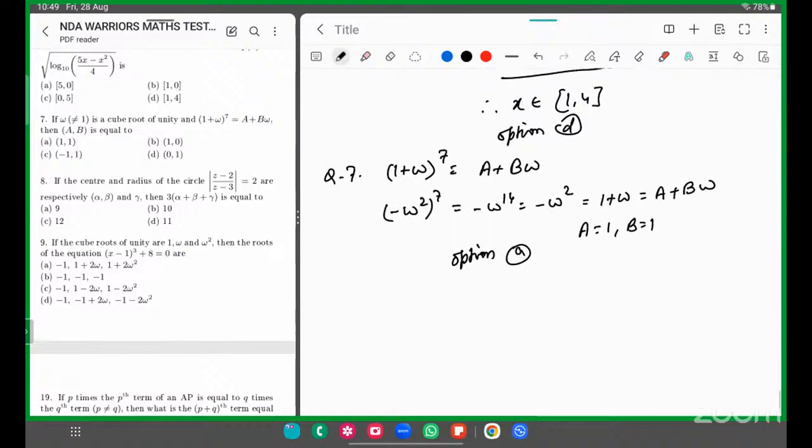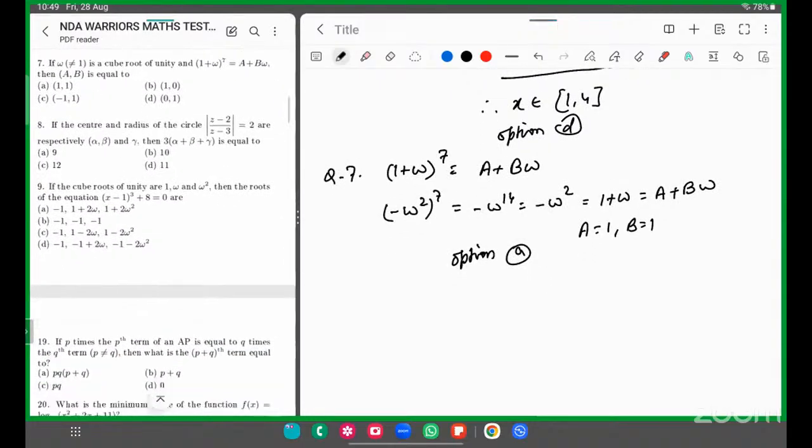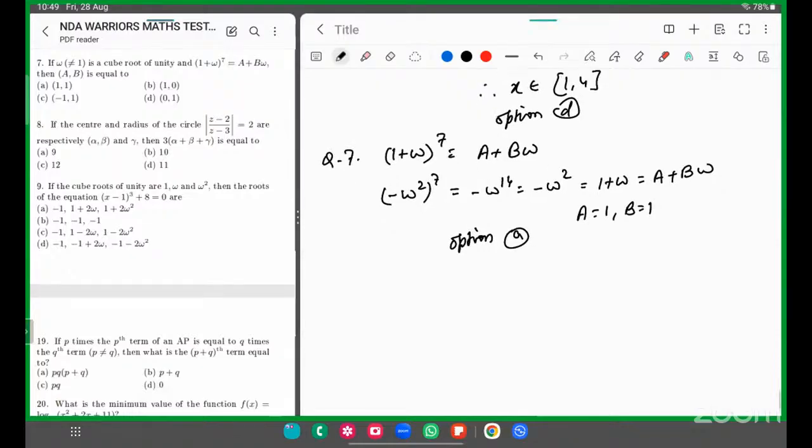If the center and radius of the circle are respectively alpha, beta, and gamma, then 3 times alpha plus beta is equal to what? For that, you need to solve it.